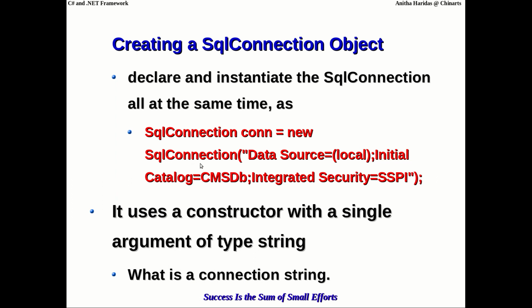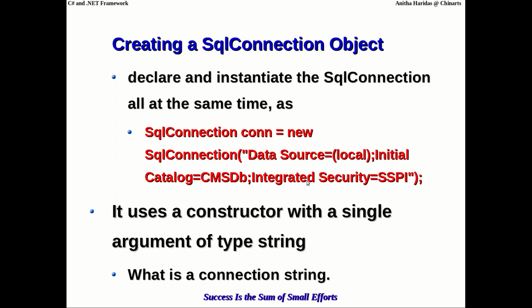Okay, so the SQL connection object has a constructor. The constructor will have a single argument, and this single argument type is a string, and this string is what you call the connection string. I repeat, the SQL connection object will use the constructor for creating the object, and in the constructor you will pass only one argument. The argument is of string data type, and this string is what you call the connection string.